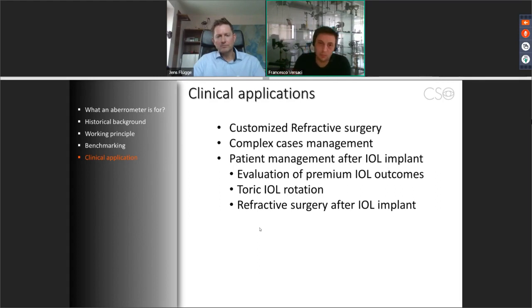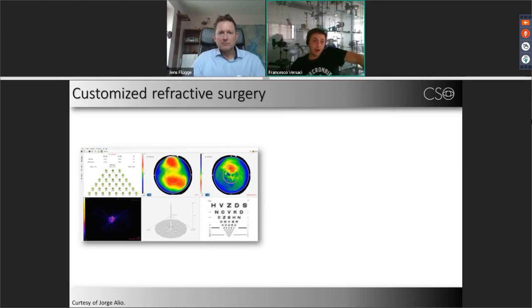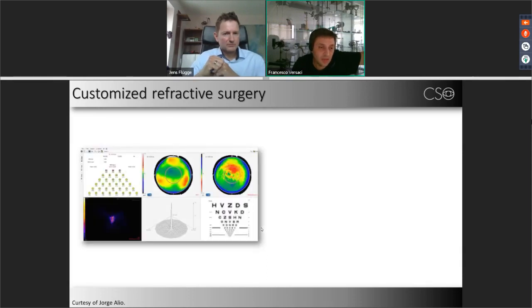But we are going to see some examples on the next slide. So talking about customized refractive surgery, this is a case that has been provided by Jorge Alio. You can see that this one is starting wavefront. What I can do with this device is to measure the aberration of the cornea, of the eye, and check what's going on if I remove some Zernike components.